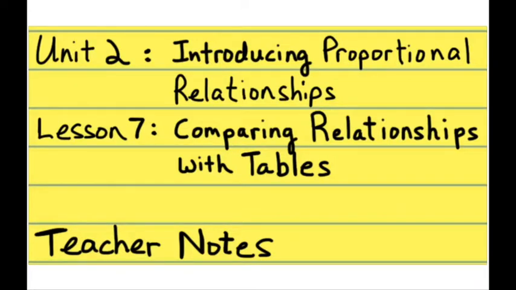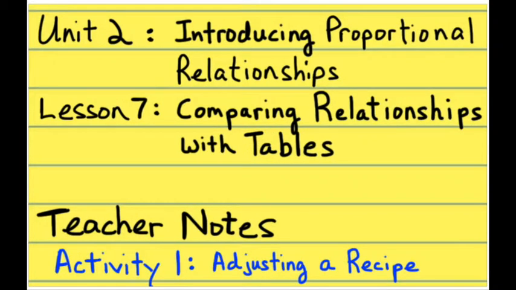This is Unit 2, Introducing Proportional Relationships. This is Lesson 7, Comparing Relationships with Tables. So we're going to focus on constructing tables throughout this lesson. And the first activity, adjusting a recipe.